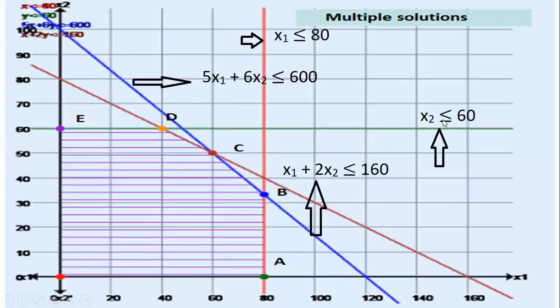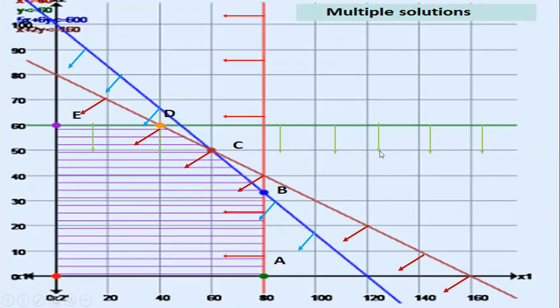Next equation is x2 lesser than or equal to 60. Now again, this green line represents that second constraint. So take any point below that line. I am taking 0, 0. So 0 is less than 60. Yes, it satisfies the condition. If it satisfies the condition, whatever arrow mark you draw should be towards the origin. So I am drawing this arrow mark towards the origin. So my feasible region lies below this line, towards the left side of this line.